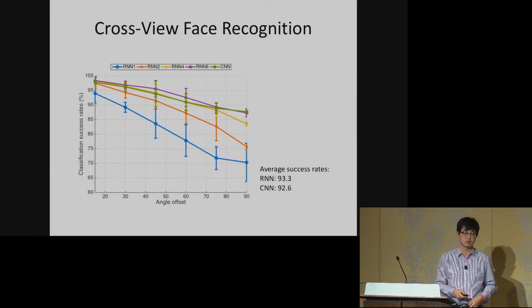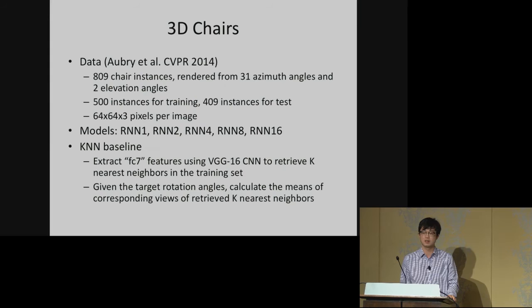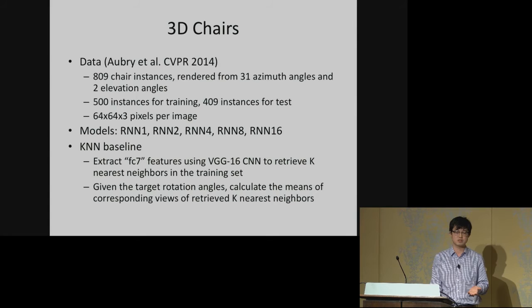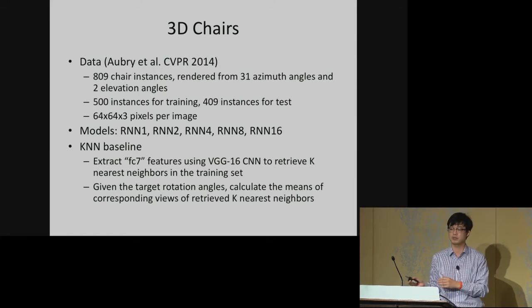Now I present another, more challenging dataset, 3D chairs. We have a lot of chair instances rendered from CAD models. Each chair instance has 62 views, and we split them half for training, half for test. So we also have the KN baseline. Let's take a quick look.